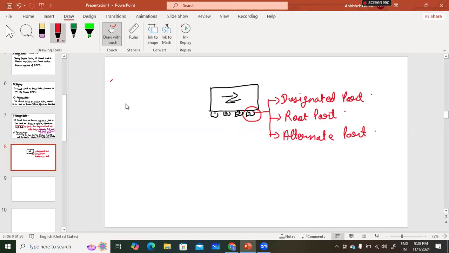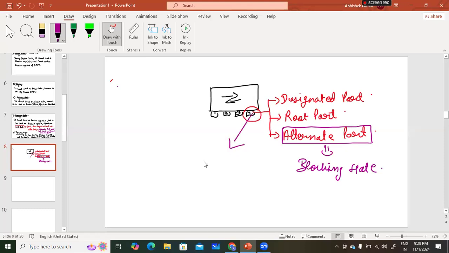Okay. And make sure the port which is in alternate state will go up to the blocking state. So it means this port will not be able to send or receive any data. Make sure of this.